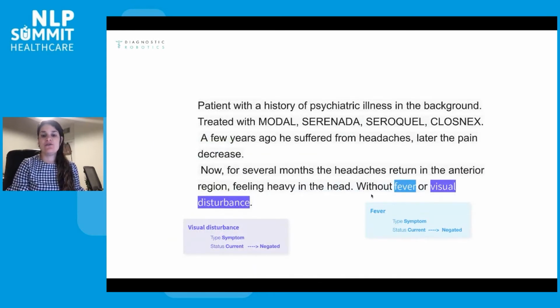Next, we want to find the value of the concept. We want to find if fever is mentioned in a negative manner or in a positive manner. In this example, "without fever", because of the word "without", we know that the concept fever is negated. Some visual disturbance is negated. Headache is mentioned in a positive manner.